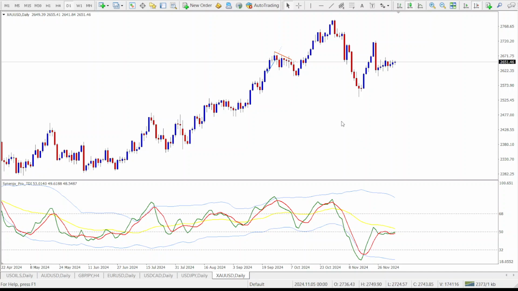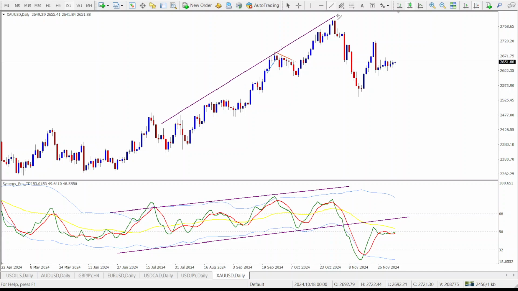Now, one of the things to watch out for when using the Synergy Pro TDI indicator is the slope, the direction of the slope of the indicator. This is one of the first things you should look out for. The reason you're looking out for the slope is so that you can confirm the direction of the trend. As we can see, the trend at this point was obviously bullish, and the slope of the indicator confirms that we were in a bullish trend.